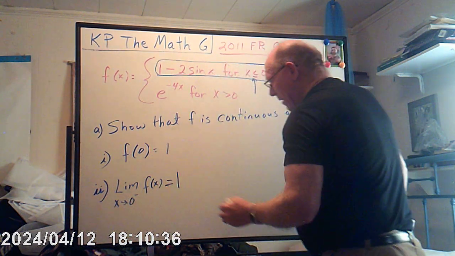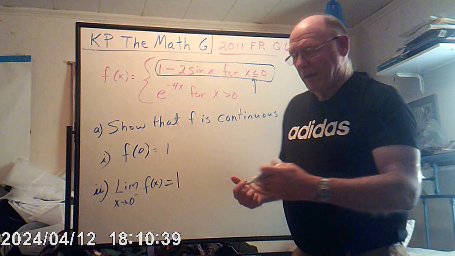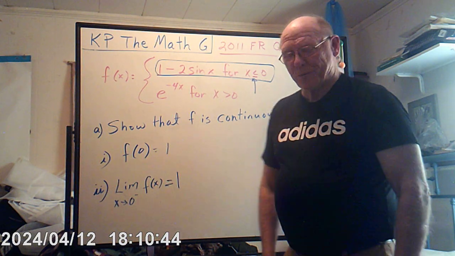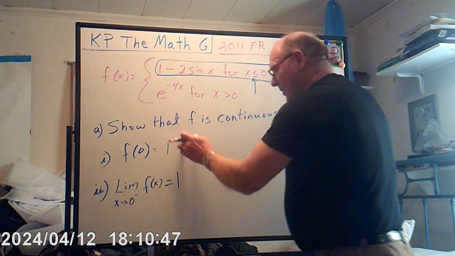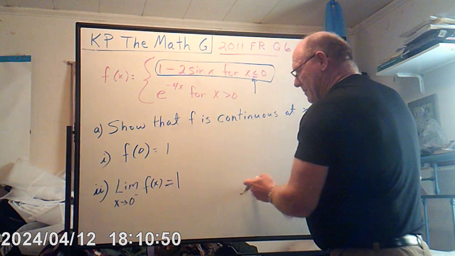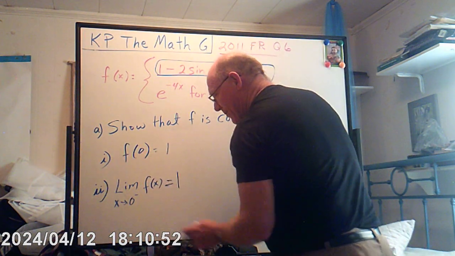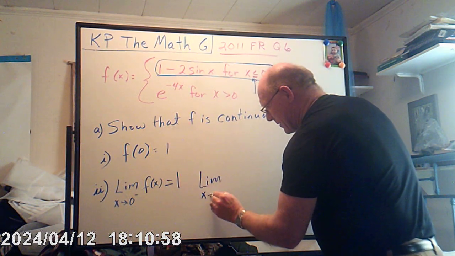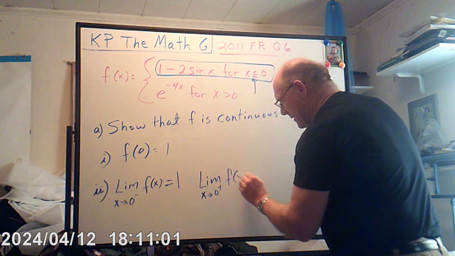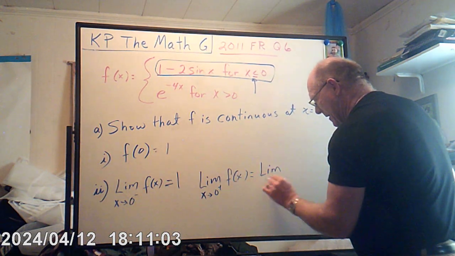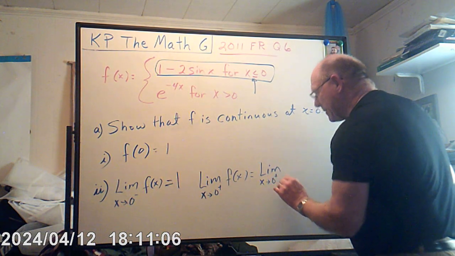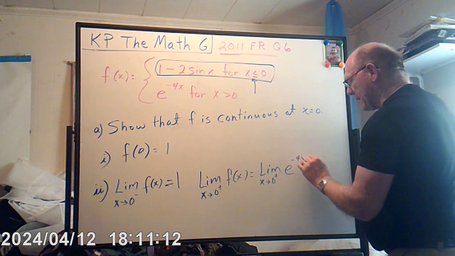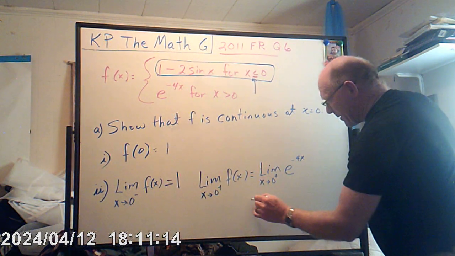Now let's hope that the right side, or the right hand limit here, also equals 1, because if it does, then these two are equal, and then we have the third one automatically. So the limit as x approaches 0 from the right, f at x, is equal to the limit as x approaches 0 from the right, e to the negative 4x.